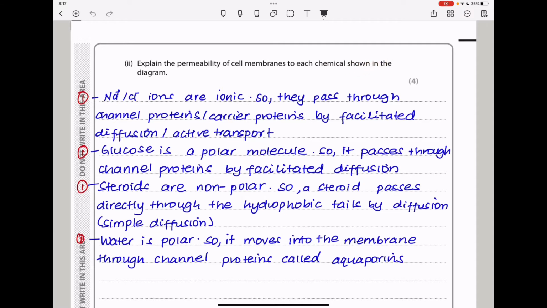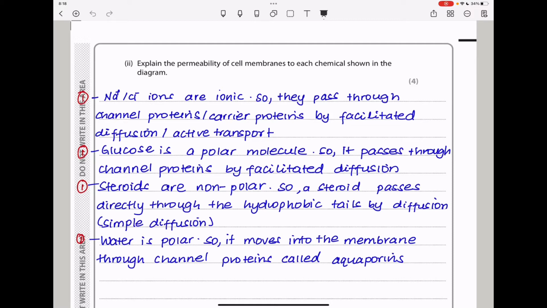I began with sodium and chloride because these are ions, they are ionic, so they pass through the channel proteins, or you could say carrier proteins, by facilitated diffusion, or it could be by active transport depending on the concentration gradient. Also, when we go to glucose, glucose is a polar molecule, so it passes through channel proteins by facilitated diffusion.